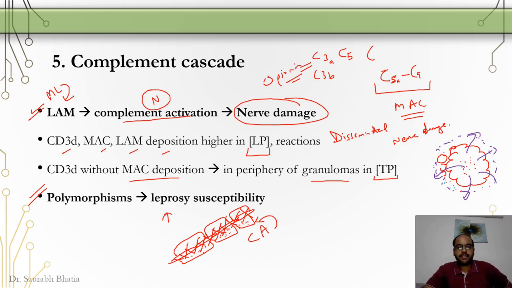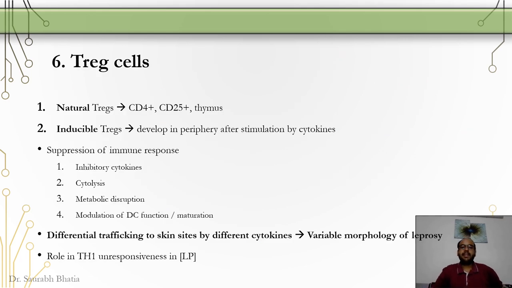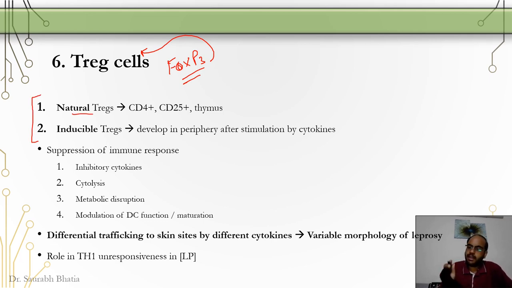We'll discuss the sixth player, and that is the T regulatory cells. Remember that we have discussed FOXP3 in detail in the beginning of this video. FOXP3 is responsible for T regulatory cells. Now we'll see how T regulatory cells help in persistence of M. leprae infection. Okay. So you have two types of T regulatory cells. You have natural cells which are persisting and present throughout, even in the absence of any infection. These are CD4 positive, CD25 positive, and they are present in the thymus.